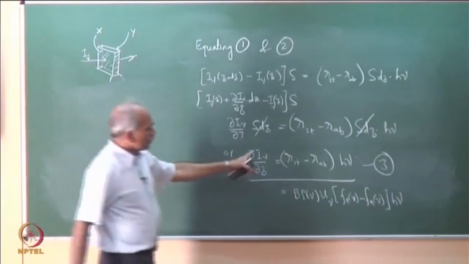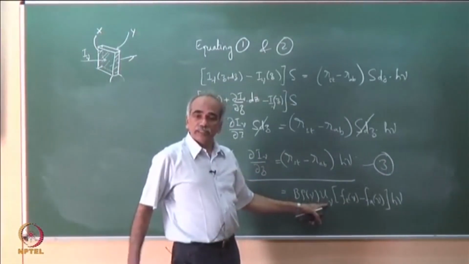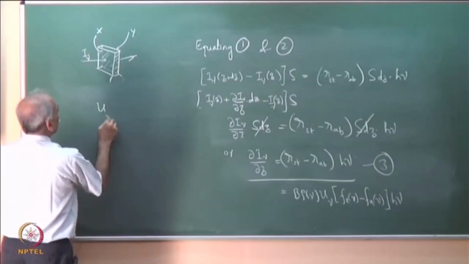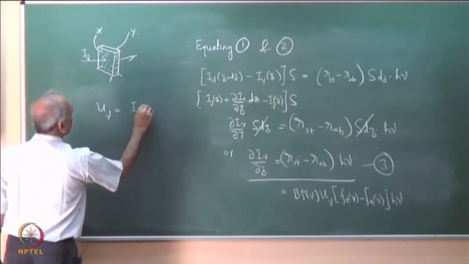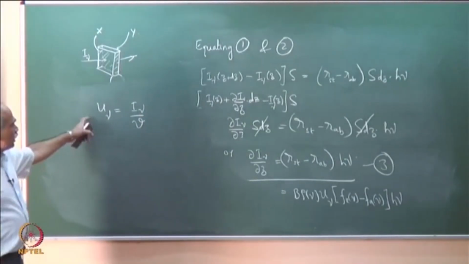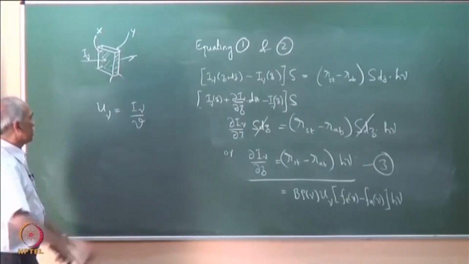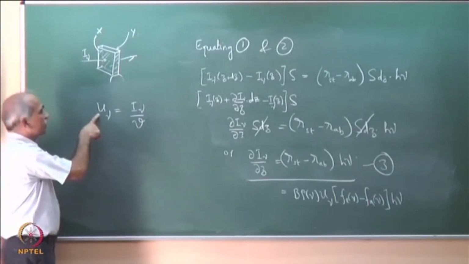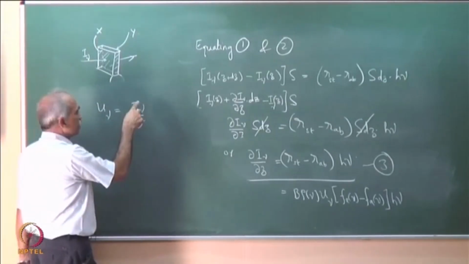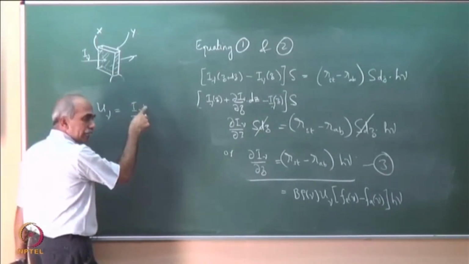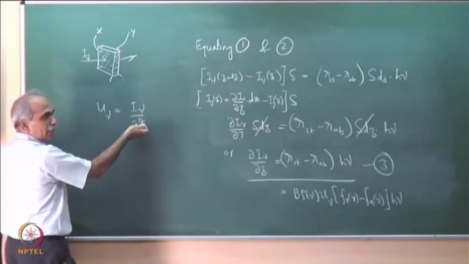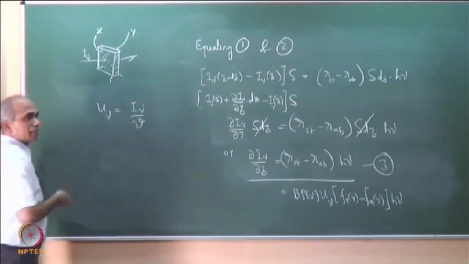How is I nu, irradiance, related to energy density? U nu is equal to I nu divided by velocity. This is energy density, energy per unit volume. And this is energy per unit area per unit time. So dimensionally you can immediately see that they match.